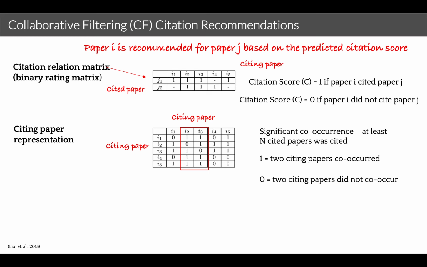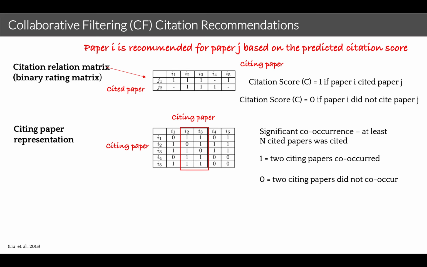Let's define two citing papers to significantly co-occur if at least one cited paper is cited by them simultaneously. And of course, a threshold can be established on an individual basis. A binary value of 0 or 1 is used for stating whether two citing papers co-occur or not. In our matrix, citing papers I2 and I3 are described by the same paper vectors. So they're highly correlated.